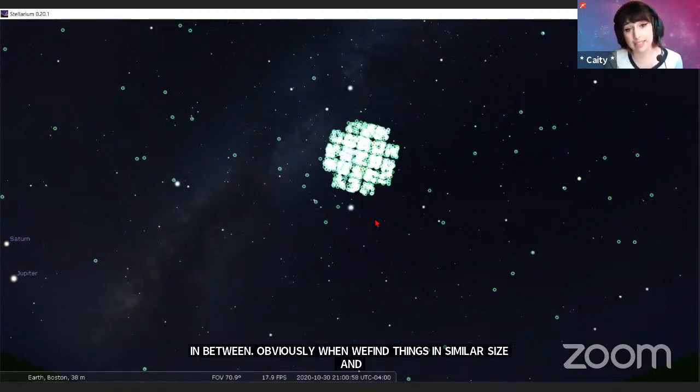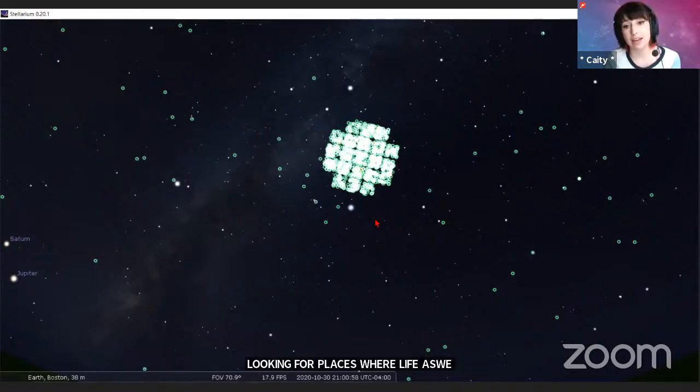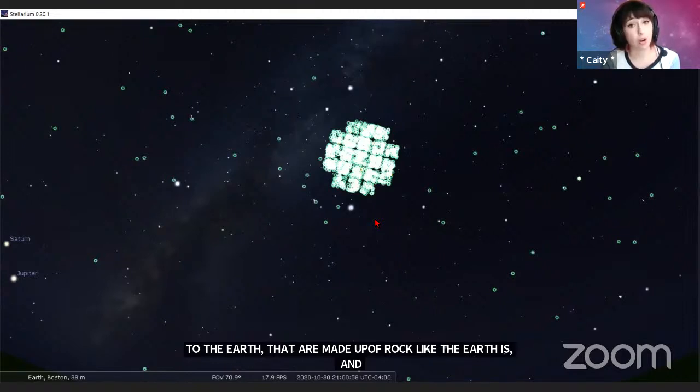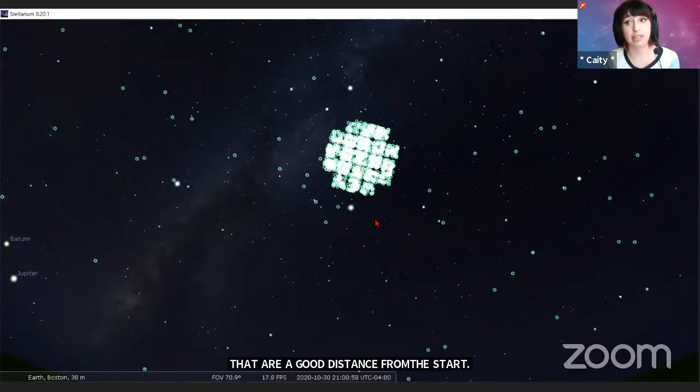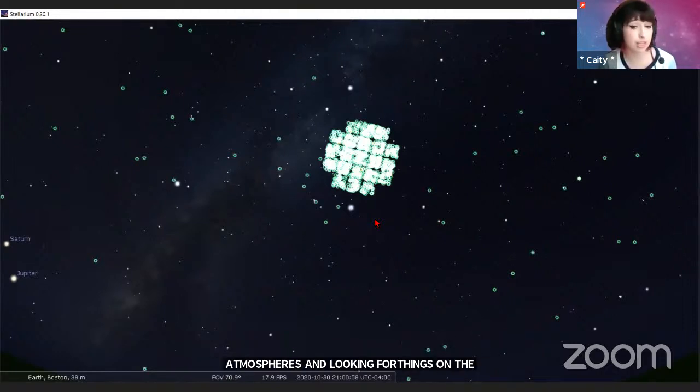So we found planets that are similar in size to the Earth, that are made up of rock like the Earth is, and that are at a good distance from their star. That's called the habitable zone. But astronomy is not quite there yet when it comes to looking for atmospheres and things on the surface, like liquid water and oxygen and nitrogen, the air that life as we know it needs to live. Those types of things are to come.